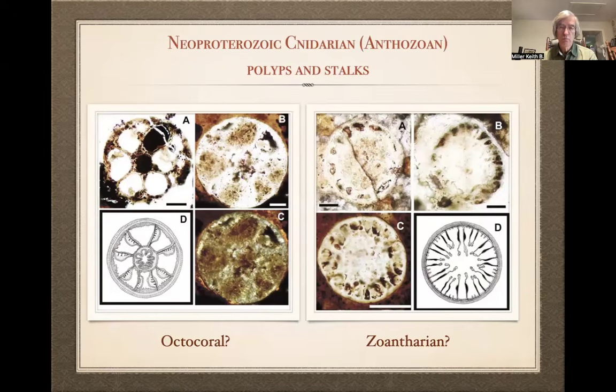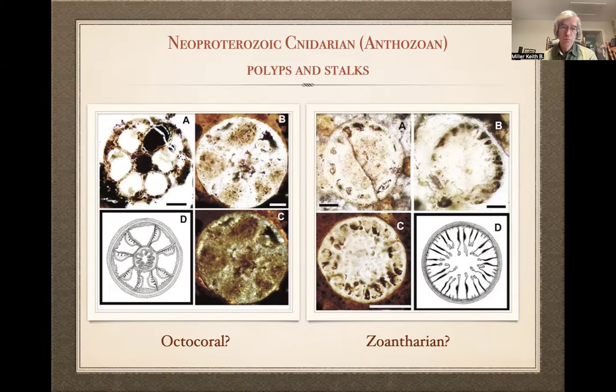Anthozoans are the group that includes sea anemones and various corals and, again, hydrozoans. And these are fossils, again, just very recently described from the Neoproterozoic or the Ediacaran. These are very, very tiny. Almost all these fossils are very tiny. These are soft-bodied. Everything I've talked about so far is a soft-bodied organism.